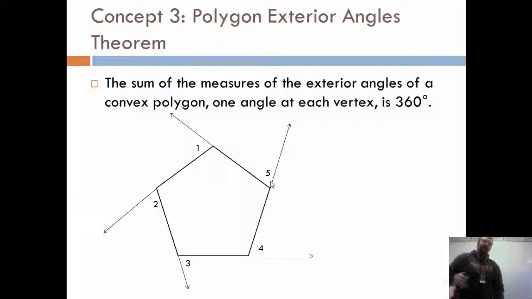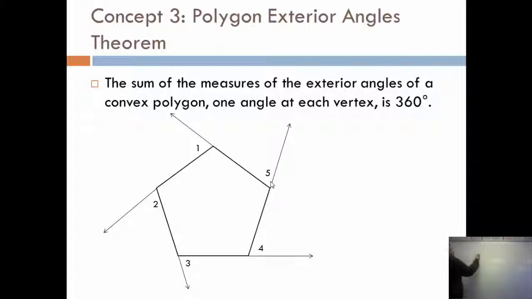But this says the sum of the measures of the exterior angles of a convex polygon, one at each vertex, is 360 degrees. So if I would add 1, 2, 3, 4, and 5, all those angles together, I would get 360. In fact, it doesn't matter what polygon. It could be a hexagon, heptagon, octagon, nonagon, a bajillion-gon, although I'm pretty sure bajillion isn't a number. But you get the idea.